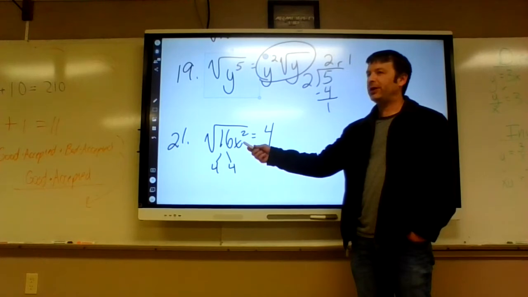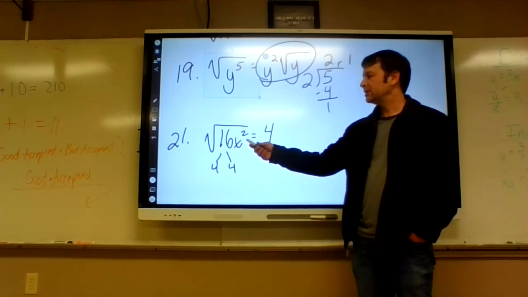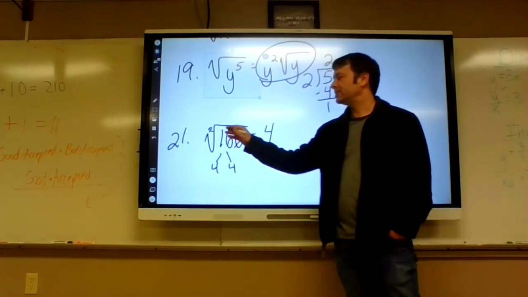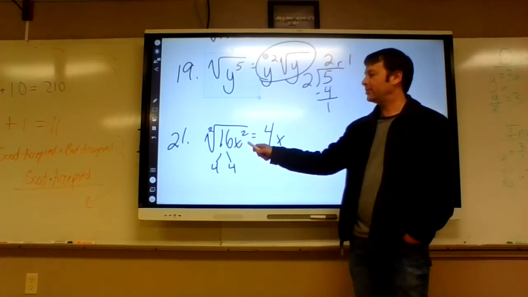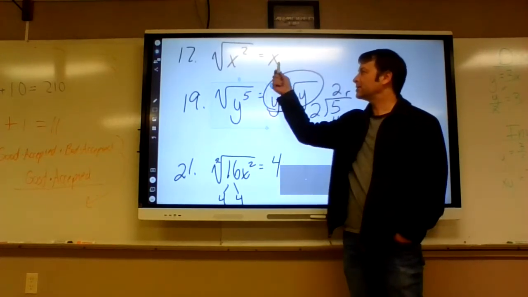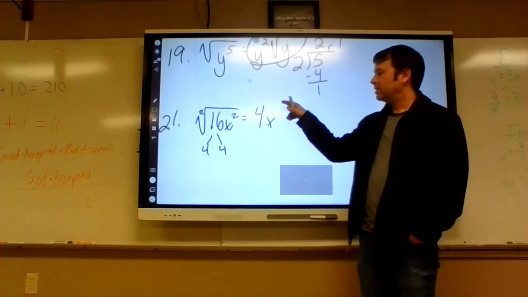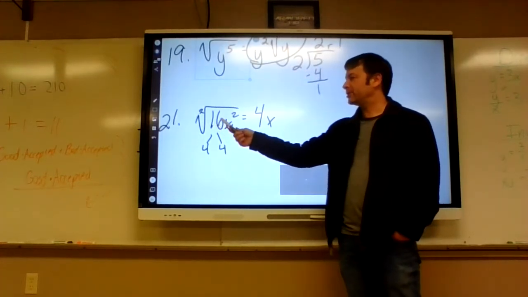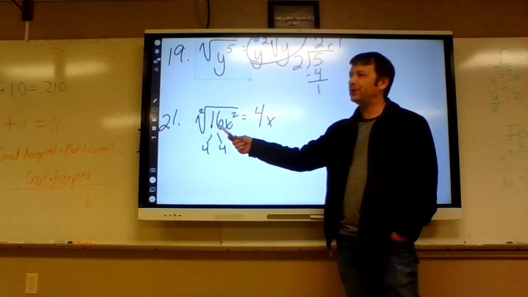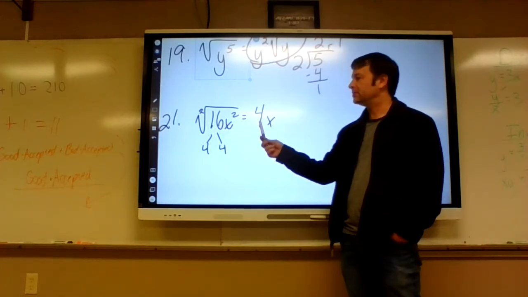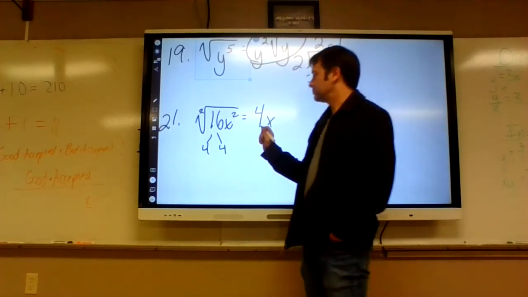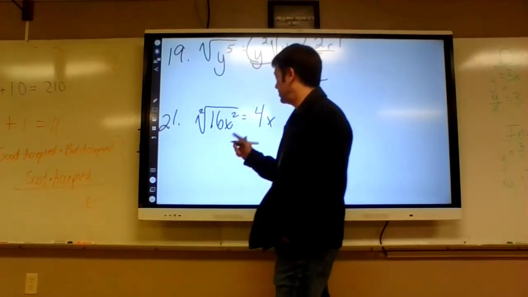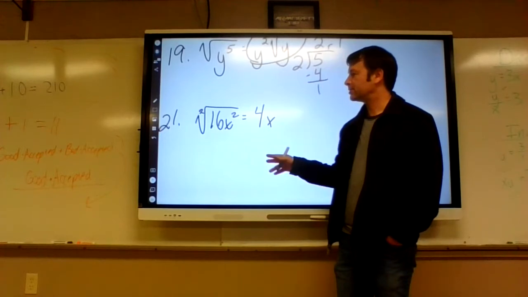Square root of x squared. 2 divided by 2 is 1. We did square root of x squared a minute ago, remember? It's just x. Okay. Does this make sense why this works? Because what times itself equals 16x squared? 4x. 4x times 4x, right? 4 times 4 is 16. X times x is x squared.